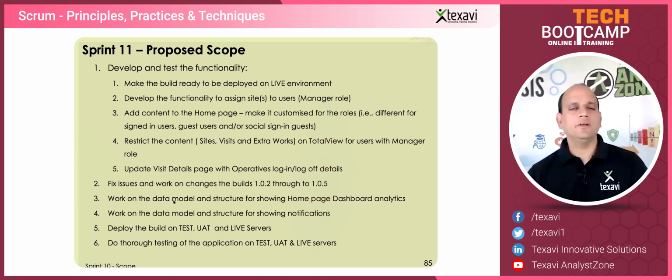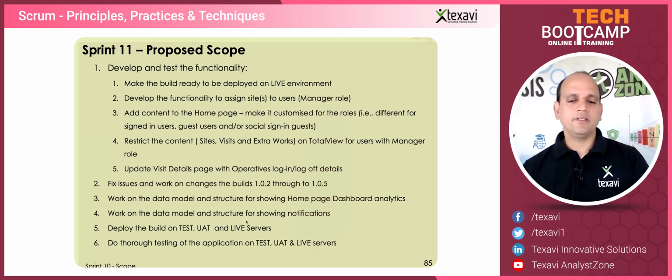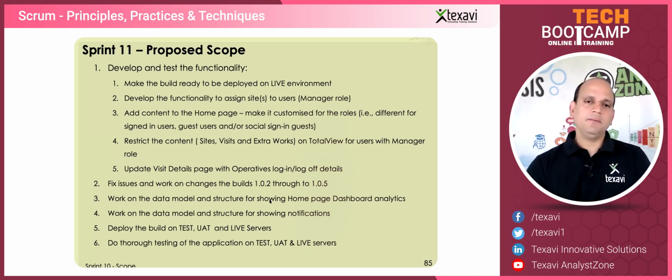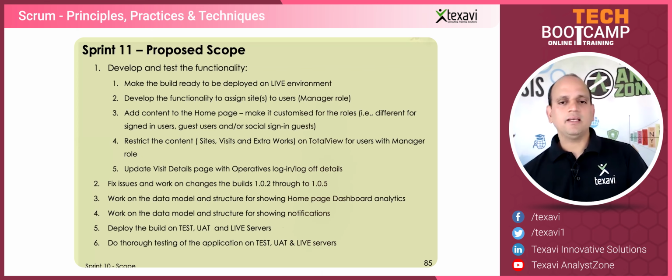So we are fixing the defects that have come through from the customers and from the testing team. Work on the data model and complete that, work on the data structure notifications, deploy the build on test, UAT and live. So the new build again has to be deployed on three servers. So that's the proposed scope for the coming sprint. This is what has been proposed by the team, and the product owner would look at it and say, yes, we are good with this.